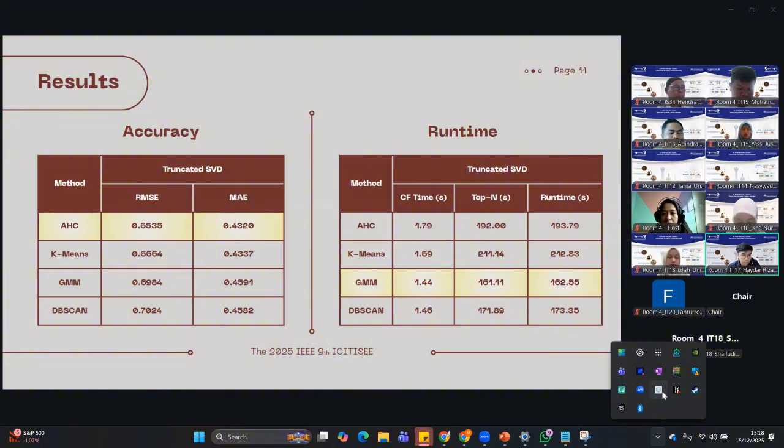In terms of runtime, GMM was the fastest, followed by DBSCAN. AHC required more computation time, while k-means had the slowest runtime. A key observation is that the top-N scoring stage dominates total runtime, regardless of the clustering method.